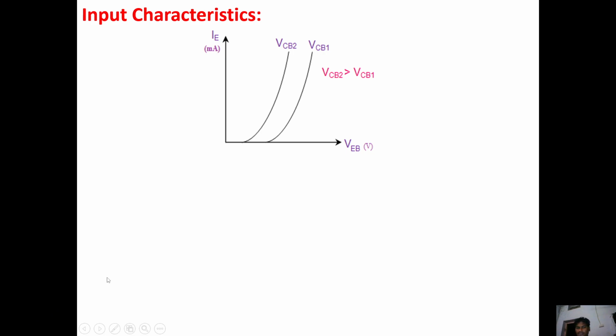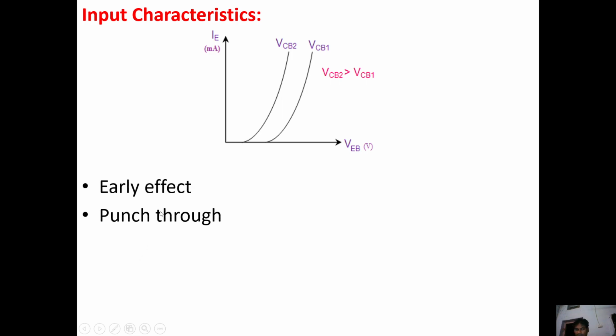To determine the input characteristics, the output voltage should be kept constant. Keep output voltage VCB constant, then vary the input voltage VEB and note down the corresponding current IE. Repeat the same procedure for different values of output voltage VCB. From the graph, it is clear that as output voltage increases, the curve shifts towards the left side. If the reverse bias across the collector base junction increases, the width of the base decreases, which is known as early effect or base width modulation.